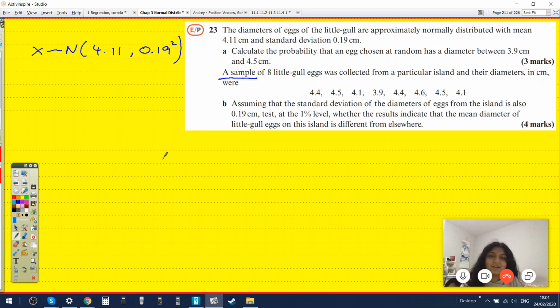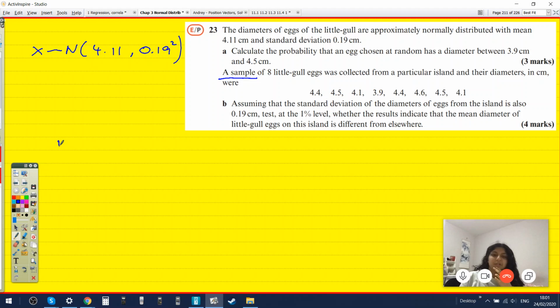Yeah, but it could be a different island. You don't know if it's the same. It only says assume the standard deviation is the same, but it doesn't say assume the mean is the same. So how can you assume? You don't assume the mean is the same. But you are assuming the mean is the same because you're using 4.11. So that's the assumption, and then you would test if the mean has changed. So the mean of these. Okay, that makes sense. So the mean of these is the sample mean.